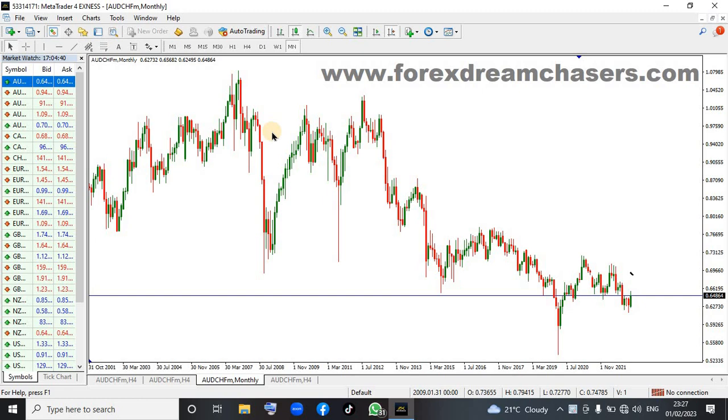Remember, if you use the higher time frames, you'll get accurate setups. Okay, before we continue, someone might ask, what is a trend line? A trend line is a tool that works the same as support and resistance.